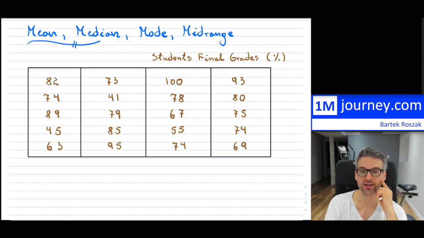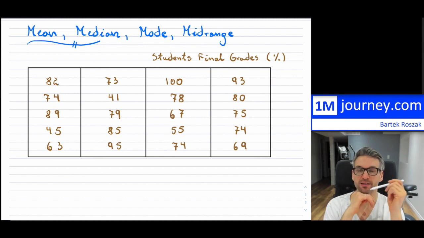So you have here 20 data points. These data points are student final grades, in percent, and they're scattered across. What I want to do is calculate them one by one. I'll start with the mean, go to the median, go to the mode, then go to the mid-range, and then you'll be able to see how to calculate all of them.